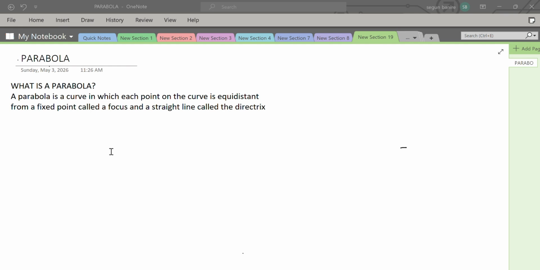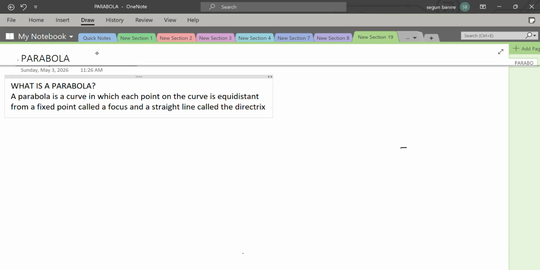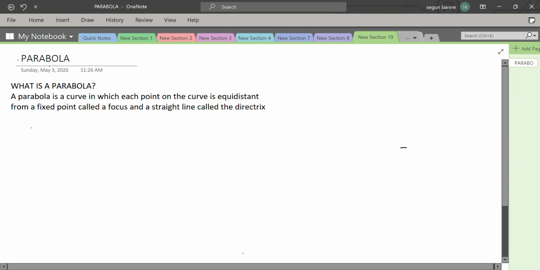So now we'll be looking at the graphs, but let's look at the formula. The formula for a parabola is y squared equals 4ax. So this is one of the formulas of a parabola. We'll be looking at how they got this formula, how this formula was generated.